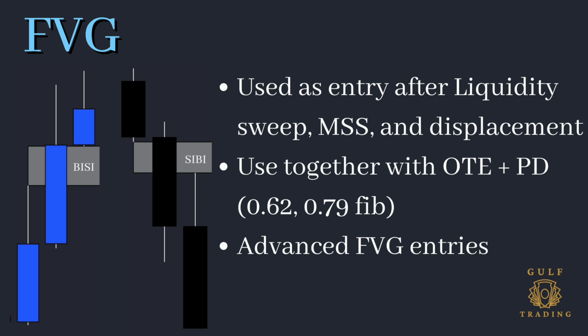Another thing is that you can also use it together with the optimal trade entry. So if you haven't watched that video, definitely check it out. But effectively, it's just the 0.62 and 0.79 Fibonacci levels. So use those two levels, look for a big retracement into the zone. If it lines up, you're good to go.